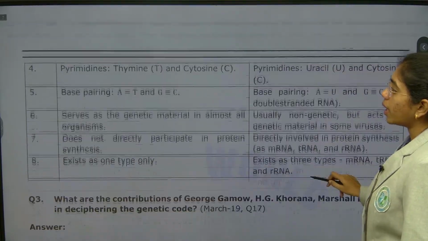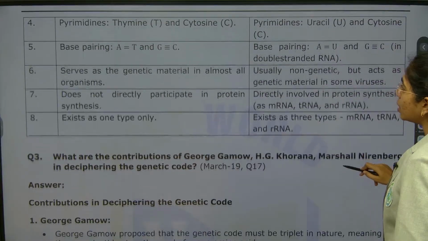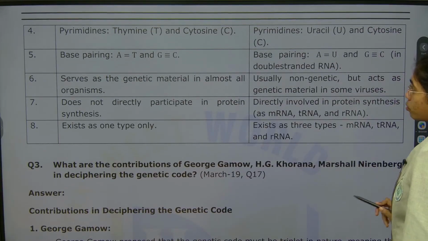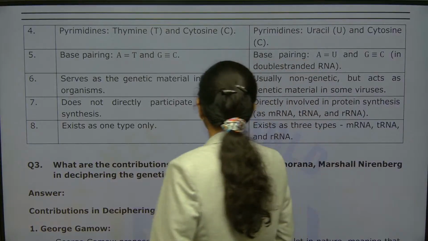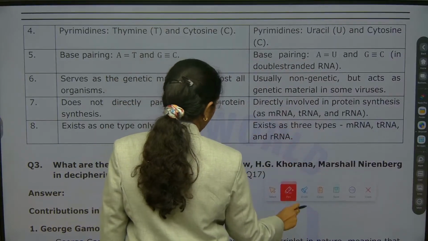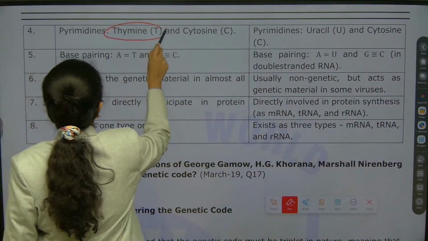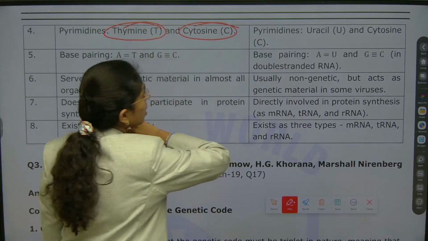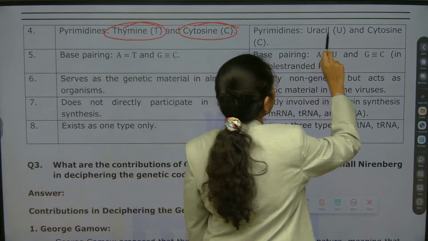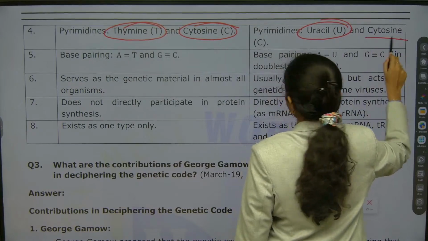And then you see here, pyrimidines. In DNA, pyrimidines we have thymine and cytosine. Okay, pyrimidines we have what? Thymine and cytosine. Here in RNA we have pyrimidines like uracil and cytosine.